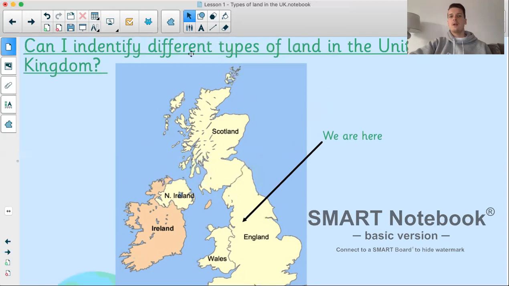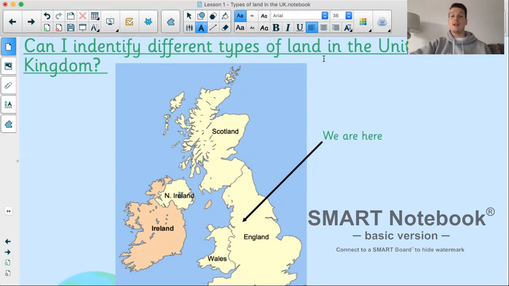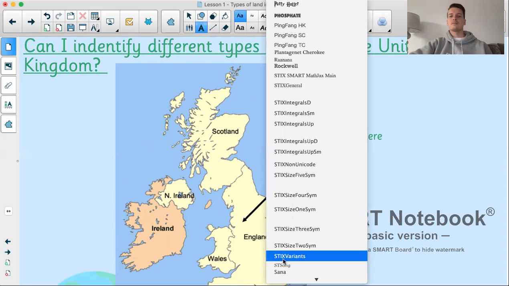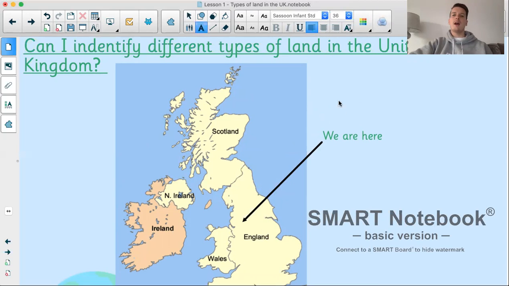And actually someone in my year 2 class last year gave me something that helped remember them. Now this reminds me of north, east, west, and south, but it also reminds me of Northern Ireland, England, Wales, and Scotland. So NEWS can help us remember Northern Ireland, England, Wales, and Scotland. So that might help you remember them. Okay, but we're in England.